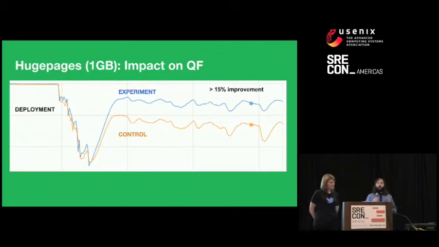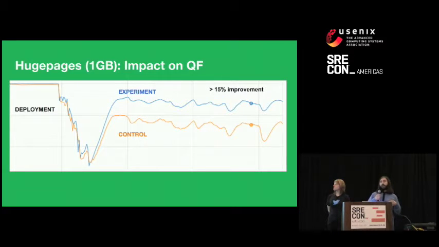So we configured the backend service to use 1 gig huge pages. And here we can see we deployed our control and experiment at the same time. We left the control with the 4K page size, and our experiment cluster has the 1 gig page size. So during the deployment, you can see that these things kind of track similarly. This is due to the adaptive nature of QF.